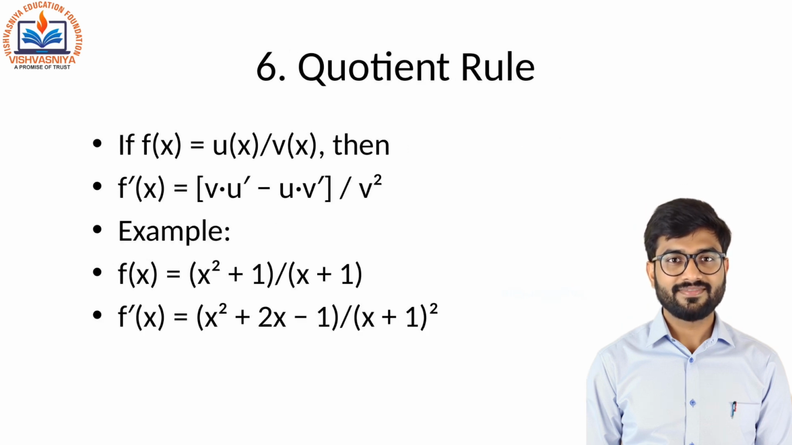Quotient rule: if f(x) equals u(x) divided by v(x), then f prime of x equals v u prime minus u v prime, divided by v squared. Example: f(x) equals x squared plus 1 divided by x plus 1, then f prime of x equals x squared plus 2x minus 1 divided by x plus 1 squared.